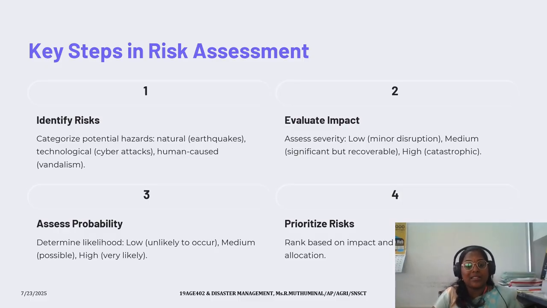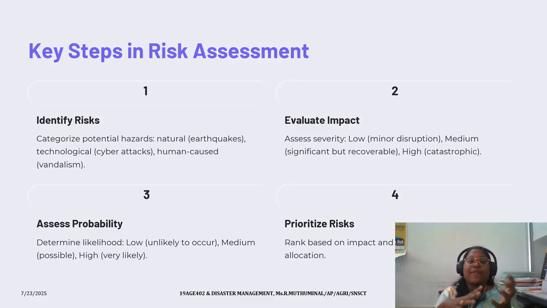After identifying the risk, we have to evaluate the impact that could be caused by these kinds of potential hazards, whether the hazard is very severe, and also we have to identify whether it is medium or slow. We could categorize these kinds of severity under three things, that is catastrophic, significant but recoverable, and the third one is minor disruption. The next key step is to assess the probability. That is, we have to determine the likelihood of occurrence of these kinds of risk under three categories: low, medium and high.